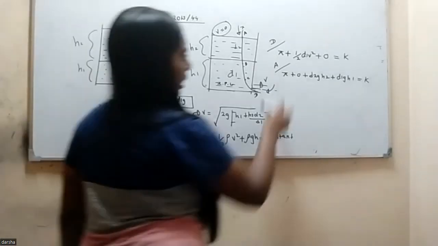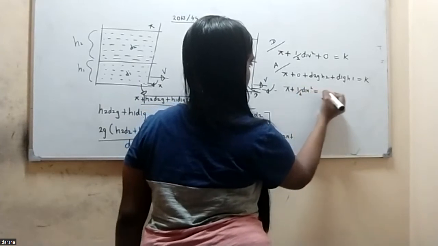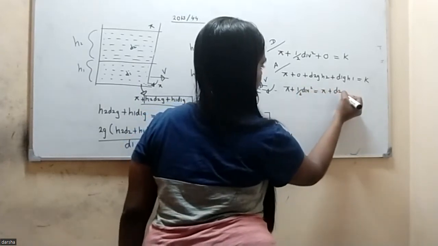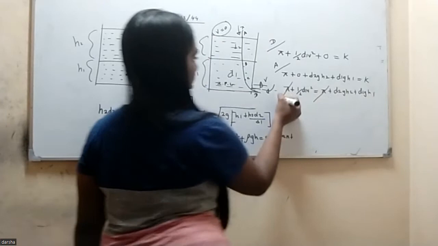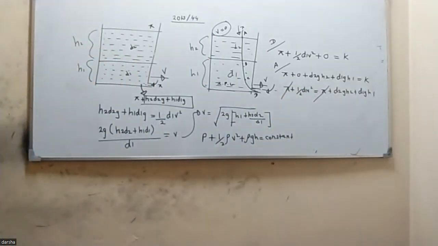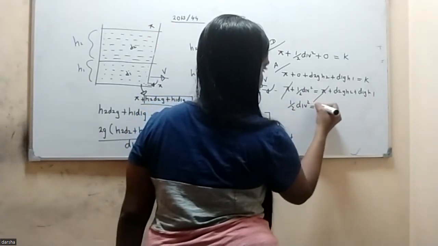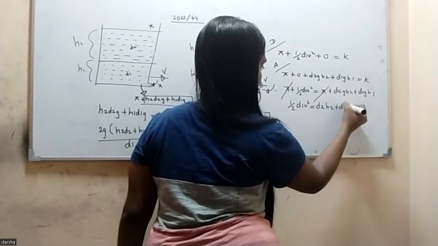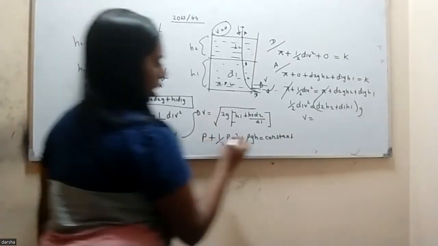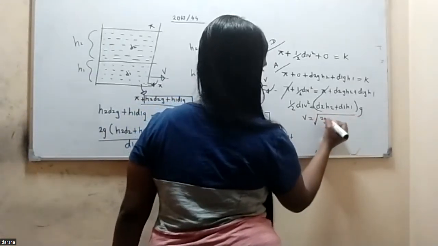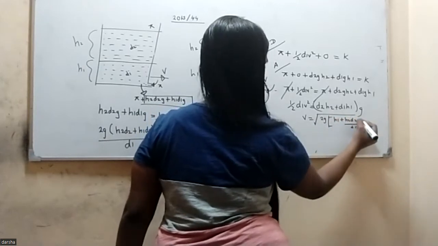Then what we can do is equate these two. That means P plus half into rho1 into V square is equivalent to P plus rho2 g h2 plus rho1 g h1. Then we can cancel off these two. Therefore, they are asking for an expression for velocity V. We can calculate that. Half into rho1 into V square is rho2 h2 plus rho1 h1 into g. Therefore, when you simplify for V, you will get the same answer: square root of 2g h1 plus h2 rho2 divided by rho1.